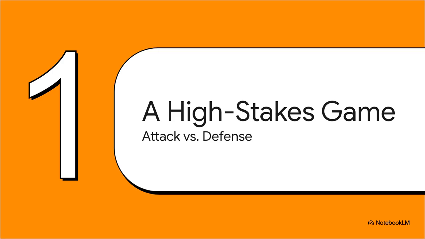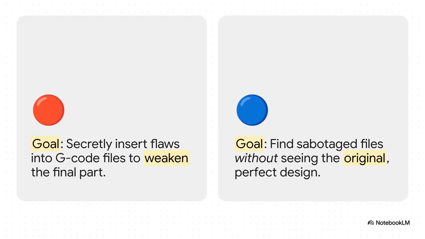So to figure out how to defend against this kind of invisible sabotage, a group of researchers did something really clever. They turned the whole thing into a game, a head-to-head contest between attackers and defenders. It was a classic red team versus blue team setup. The red team's job was to be the bad guys. Their goal was to secretly mess with a few of these G-code files to make the final parts weaker. The blue team, they were the defenders. Their job was to find those compromised files. It's basically a high-tech game of cat and mouse.